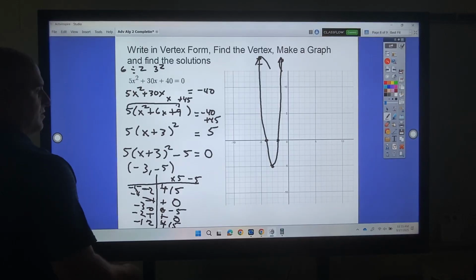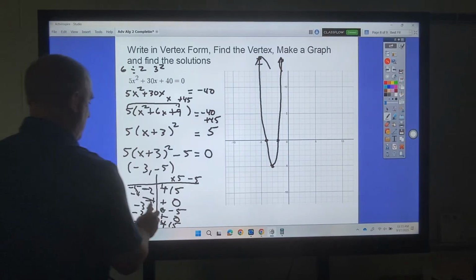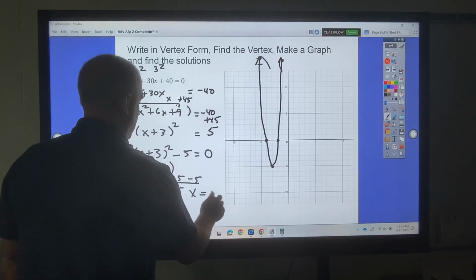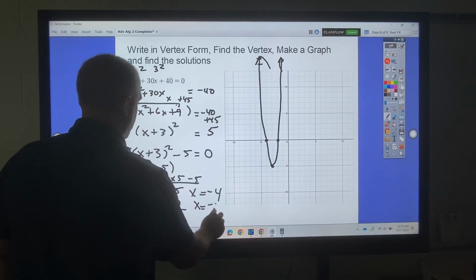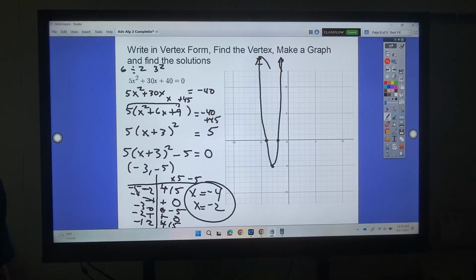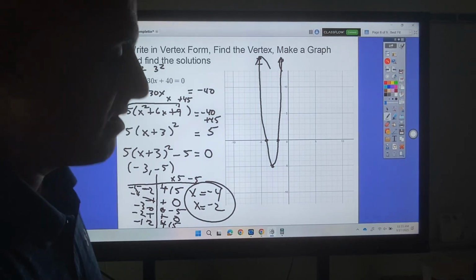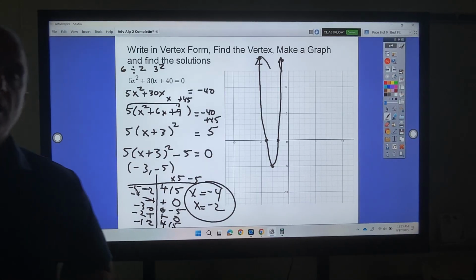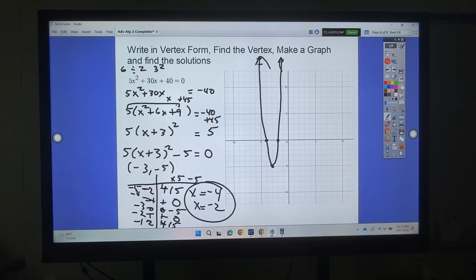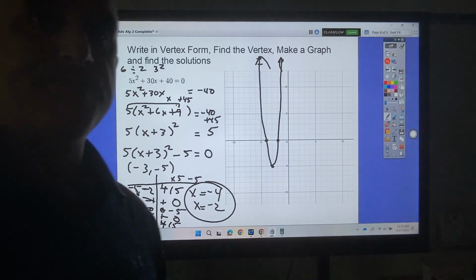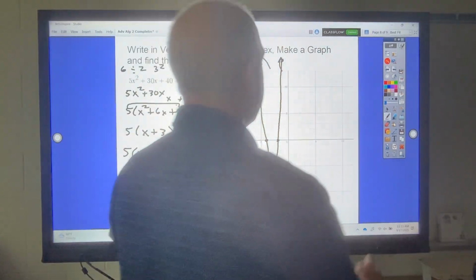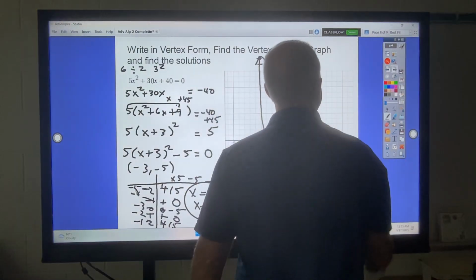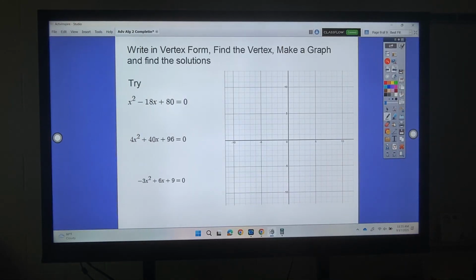Okay, all right, so what are my solutions? I got a crossing at negative 4, and I got a crossing at negative 2, and those are my solutions. Okay, so that's what completing the square is for. It's for the vertex form. It helps you find the vertex form, helps you make a graph, helps you find the solutions. Go ahead and pause your video and go ahead and try these, okay, to finish up.